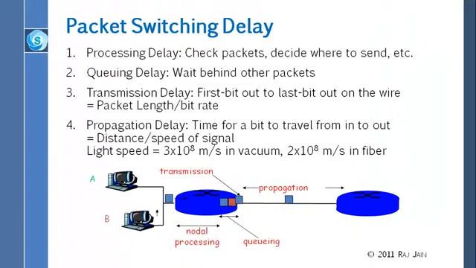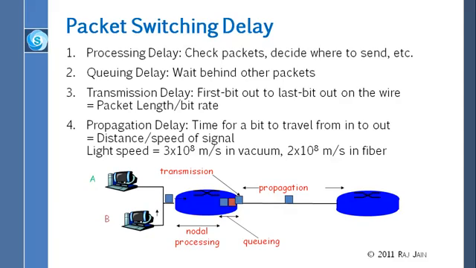So let's talk about packet switching. In packet switching, first you have to collect the bits as they're coming in, make a packet, add the header, and put them in the queue. So there is a queuing delay because you are waiting. First there is a processing delay, then there is a queuing delay, then there is a transmission delay, and there is a propagation delay.